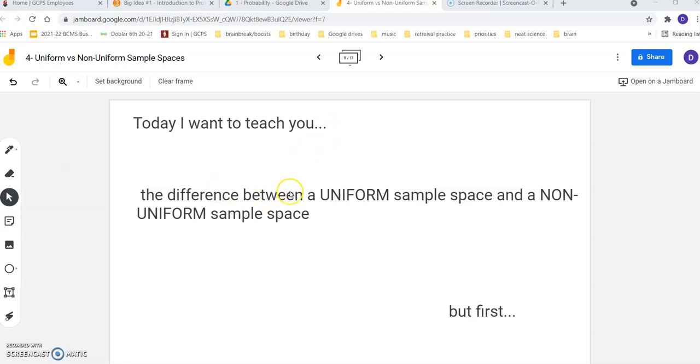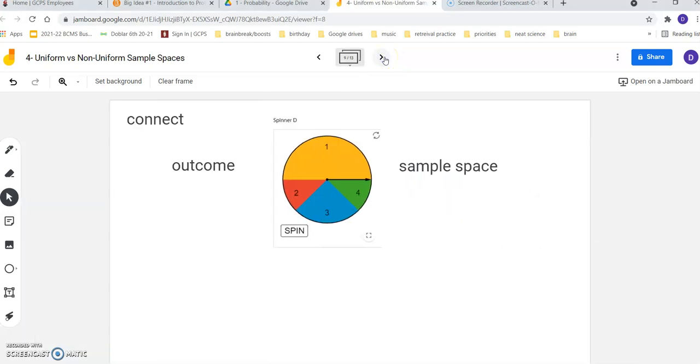So I want to teach you the difference between a uniform sample space and a non-uniform sample space today. But first, I need to remind you about some vocabulary, like sample space to begin with, to make sure we remember what that means. So looking at a spinner, say like this one, an outcome is sort of like what happens if I were to spin this spinner. So if I spun this spinner one time, the outcome would be what happens. Say I spun it and it landed here. Then I would say the outcome was that I spun a 4. That's a thing that could happen.